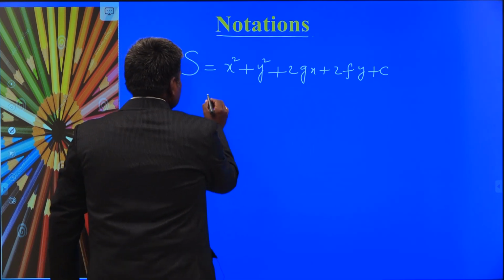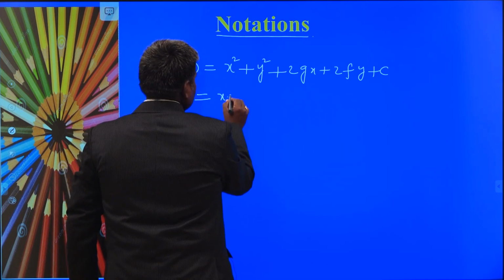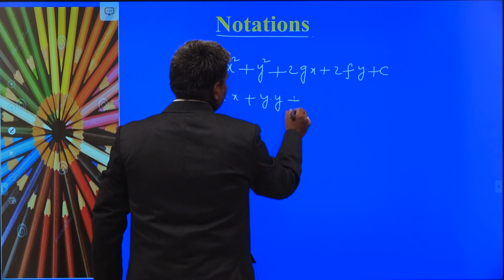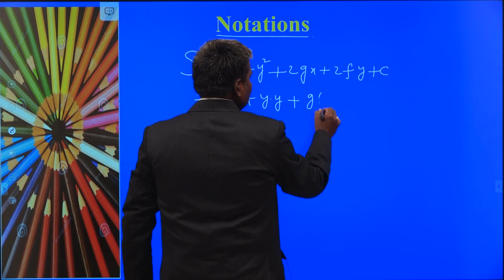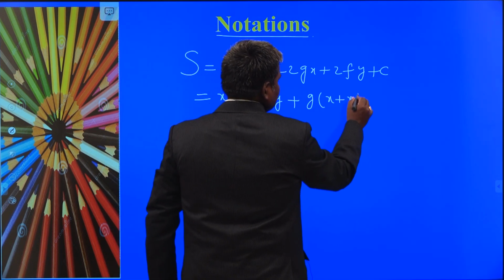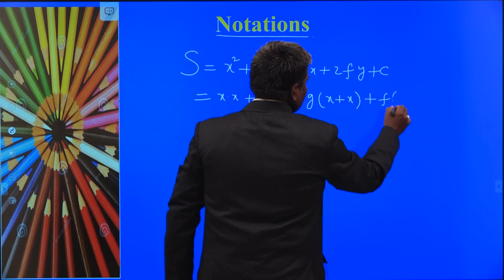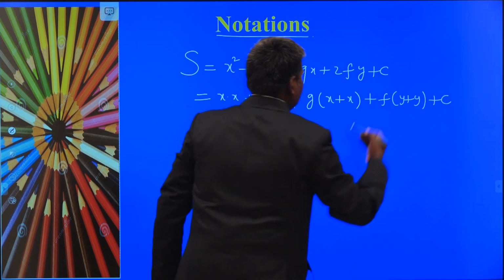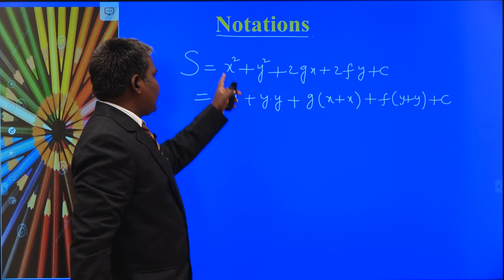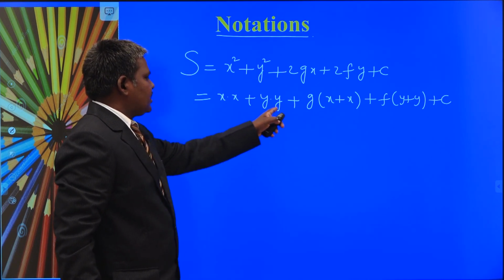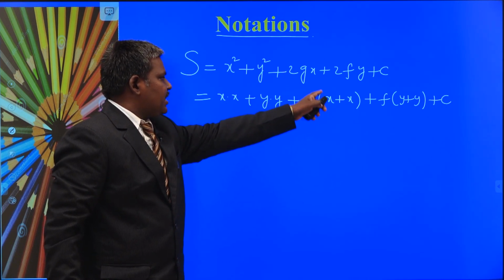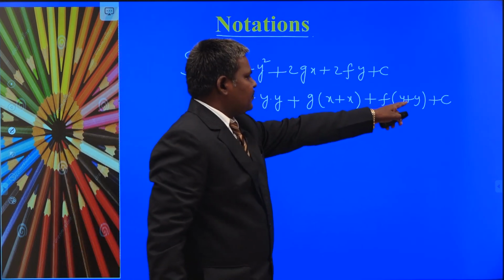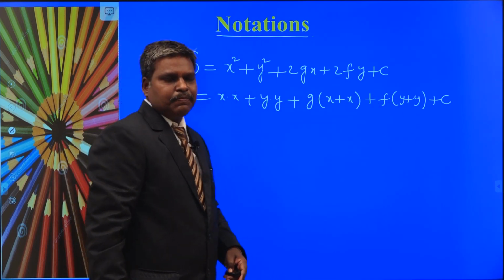This can be written as x into x plus y into y plus g times of (x plus x) plus f times of (y plus y) plus c. Am I correct or not? x square is nothing but x into x, y square is nothing but y into y. 2gx can be written as g times of (x plus x), 2fy can be written as f times of (y plus y), plus c.